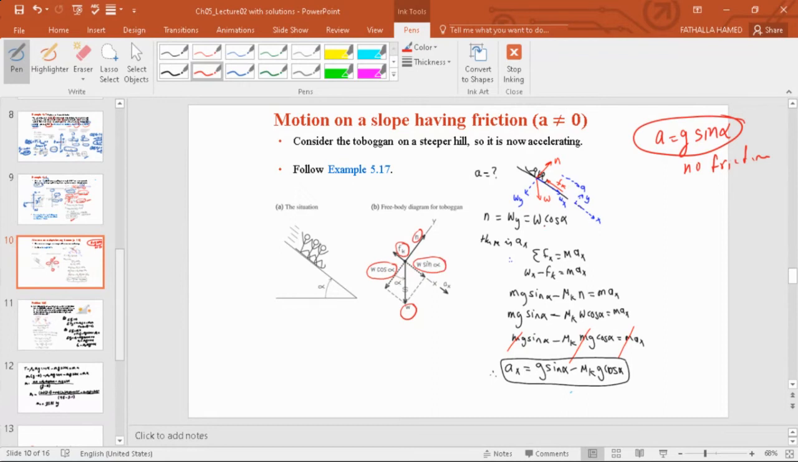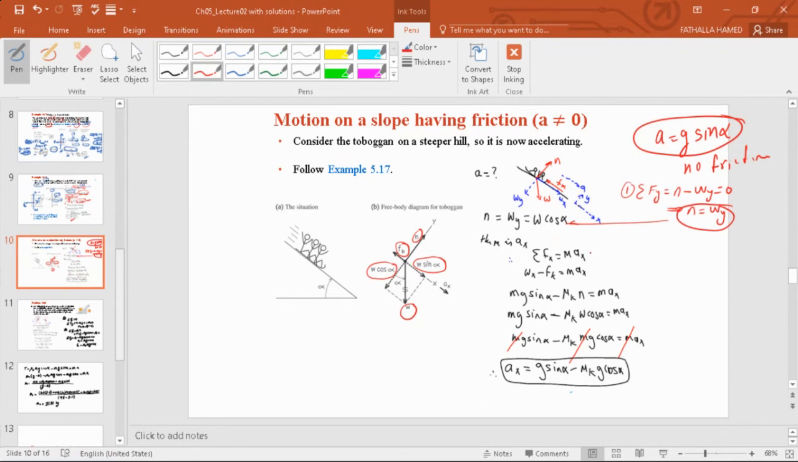So if you look along the y-axis, you will have the normal force minus the y component of the weight is equal to 0, meaning that the normal force is equal to the y component of the weight. And that's why we say here the normal force equals the y component of the weight, which should equal W cosine alpha. We need the normal force in order to calculate the friction force.